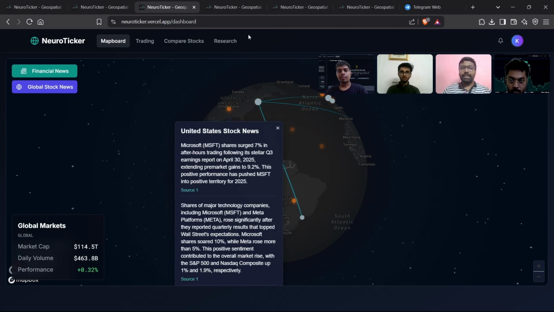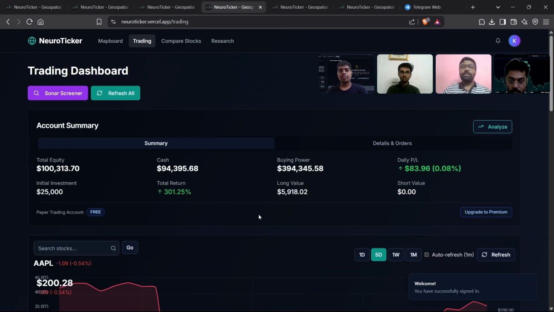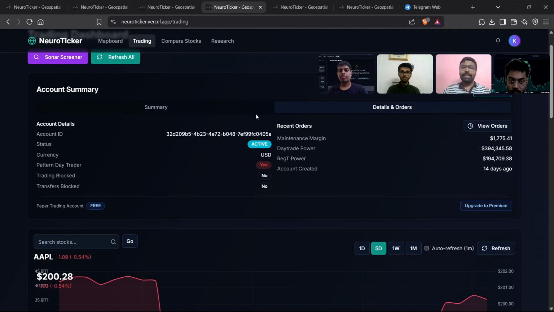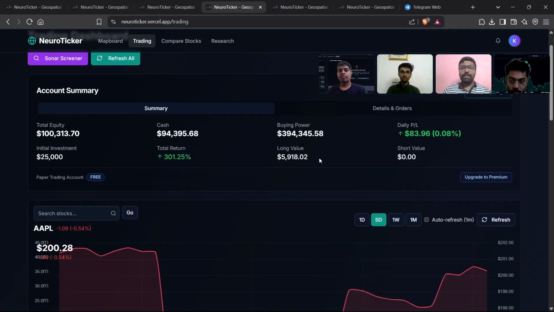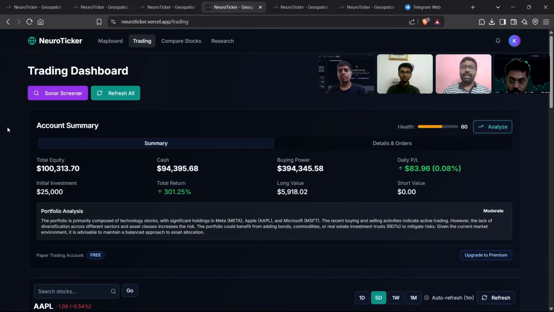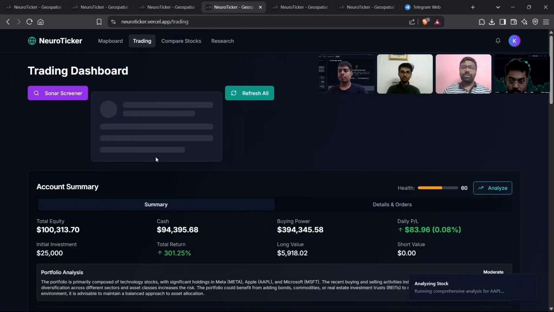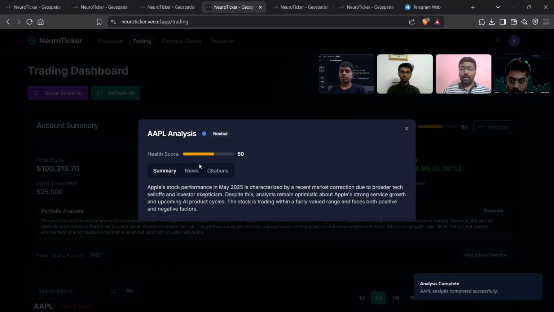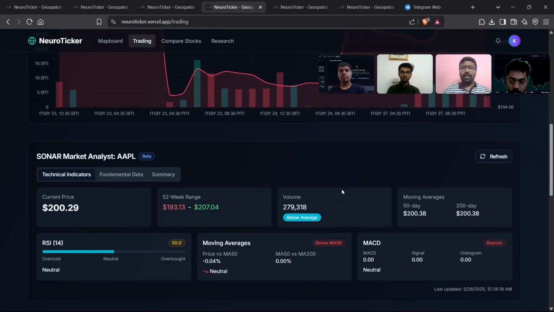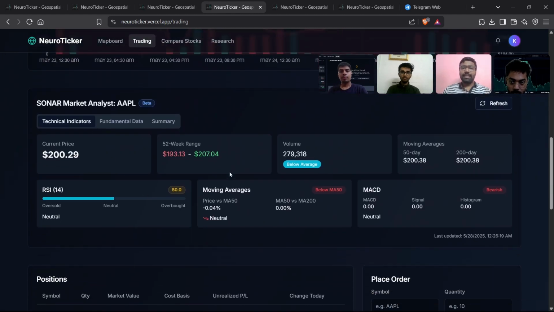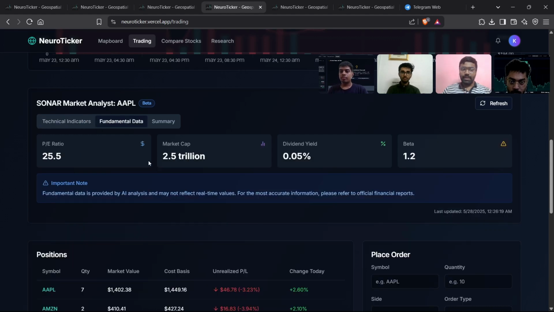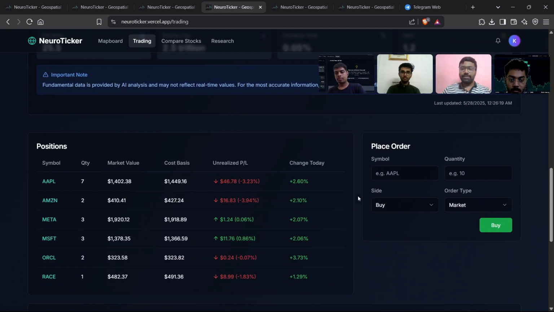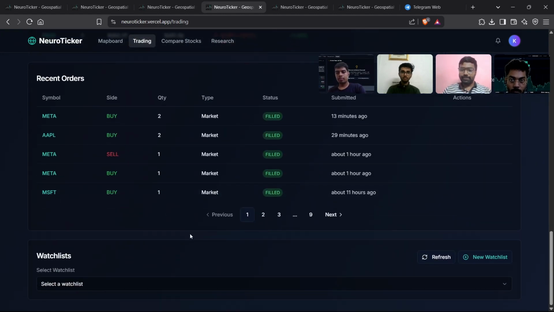Next is the trading dashboard. We use paper trading to simulate real-world trading with live US market data. You will see real-time charts and a Sonar screener which gives a detailed news analysis of the specific stock you selected. Also, we have a Sonar Market Analyst, which shows technical key indicators like RSI, MACD, 52-week summaries, etc., plus the fundamental data too. You can place trades, track profits, and manage all your watch lists in one smooth experience.